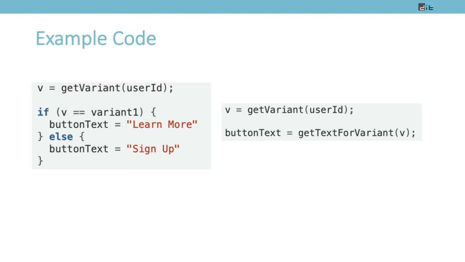And if this comes back as variant 1, then an example I'm using here, a simple example, is changing the text of a button to have a learn more or sign up caption. So if the variant comes back as variant 1, we should be showing version 1, therefore the button text should say learn more, otherwise it should be sign up.